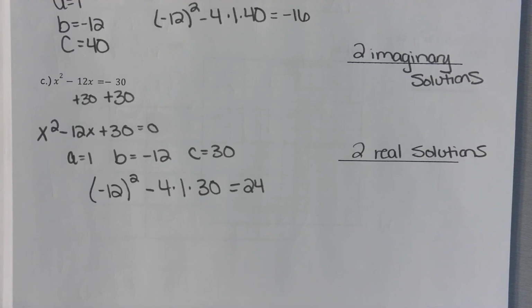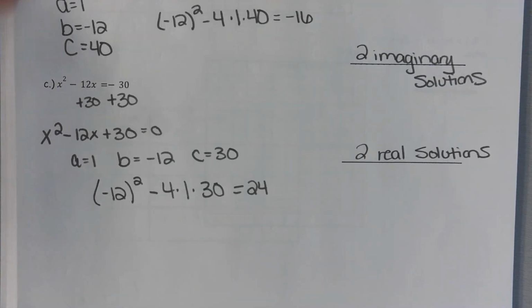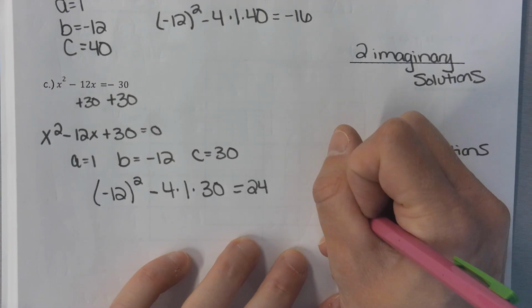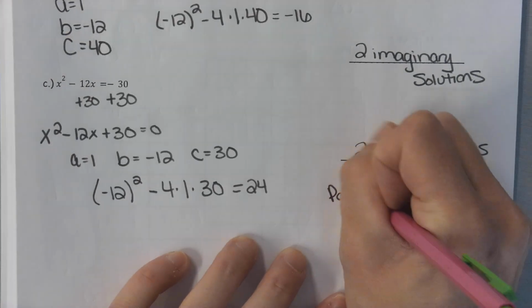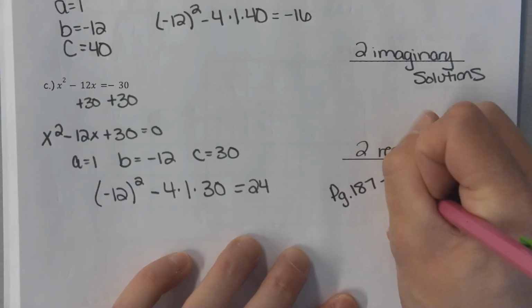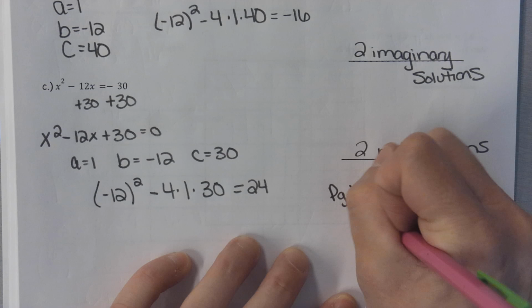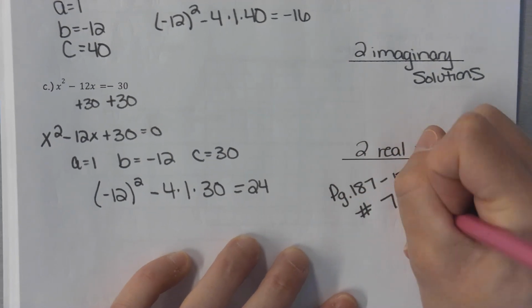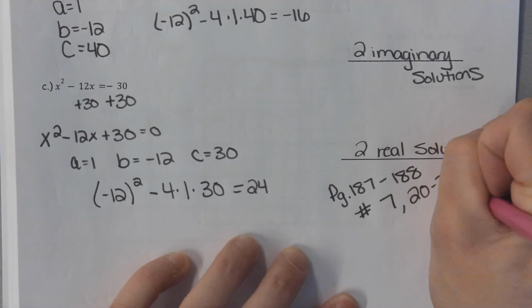So you have homework for tonight, and I'm giving you one story problem. Okay? The story problem we didn't do yesterday. So we are on page 187 to 188, numbers 7 and 20 to 31.